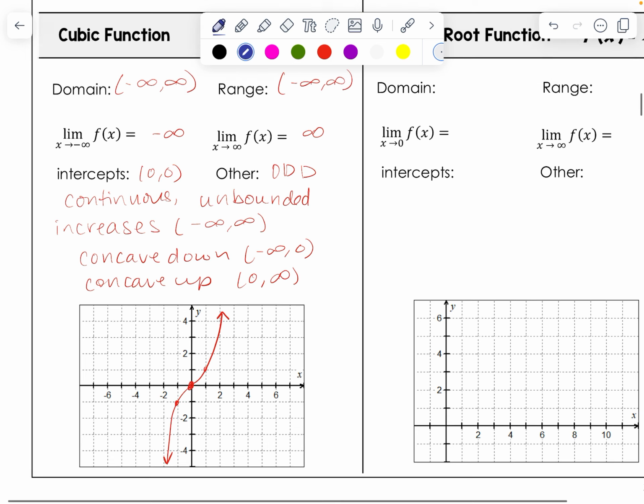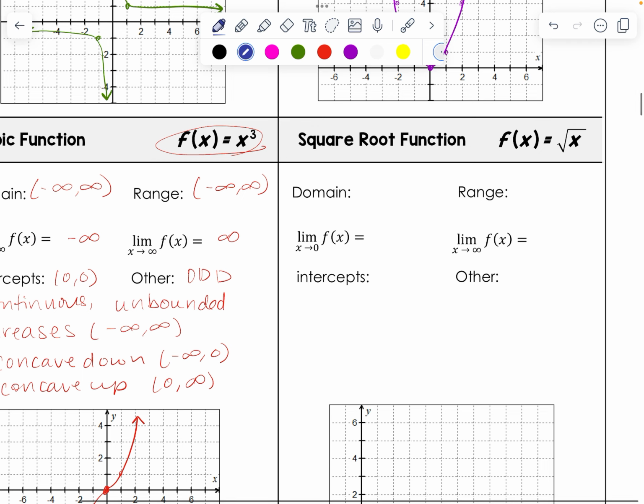Let's look at this next one. So square root function, we know the domain here, there's this red flag of this root. We know that x can equal 0 or a positive number, so the domain goes from 0 to infinity and includes the 0. Same thing for the range. It starts at 0 and goes up to infinity. The limit as x approaches 0 is 0, and the limit as x approaches infinity is infinity.